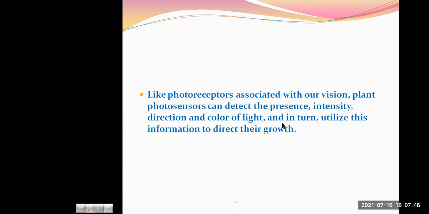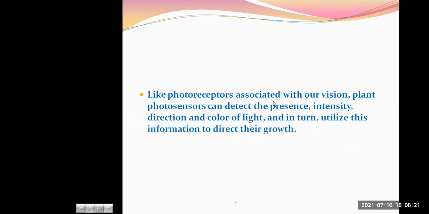Like photoreceptors associated with our vision. This is an example from our system, human beings. For vision, that is, for seeing anybody, we have photoreceptors in our eyes. Those receptors receive the light signals and elicit a response in our brain to respond to that stimulus provided by the environment, and we see different kinds of objects. That is, photoreceptors are involved for seeing or responding to different kinds of objects related to sight.